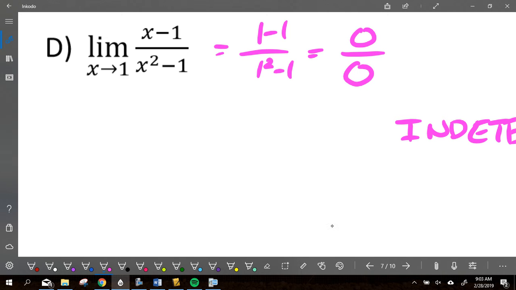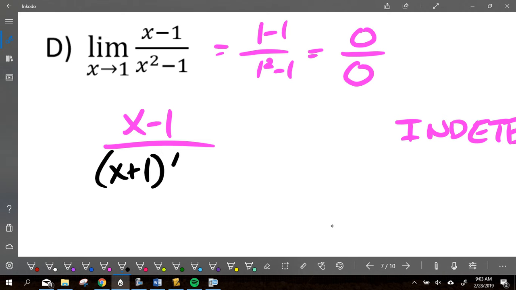So let's do it. On top, it's x minus 1. On bottom, what am I going to factor x squared minus 1 into? X plus 1, x minus 1. We factored. Now we're going to cancel. We're going to cross out the hole. All right, we said there was a hole. There is one. It's at 1. We factored. We canceled. And we plugged back in.